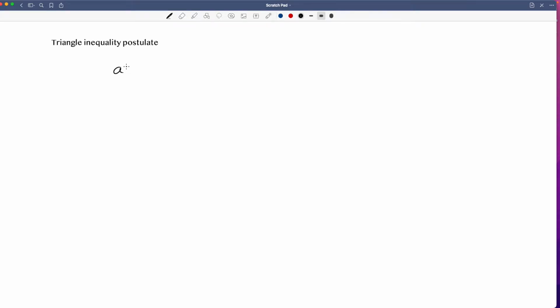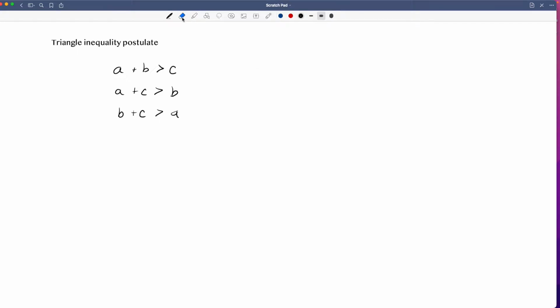You'll have a plus b is going to be greater than c, and a plus c is going to be greater than b, and b plus c is going to be greater than a. And that is all the triangle inequality postulate says, is that when you add two of the sides together, it's going to be greater than the third. Any two added together is greater than the one remaining.